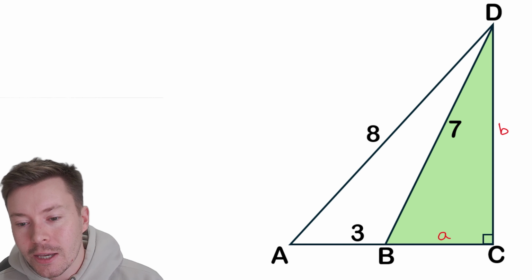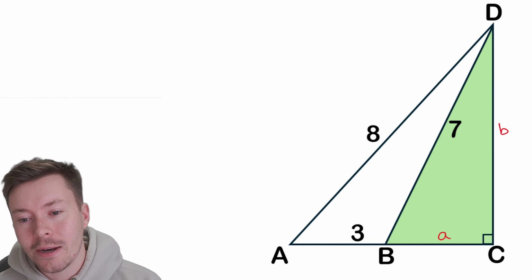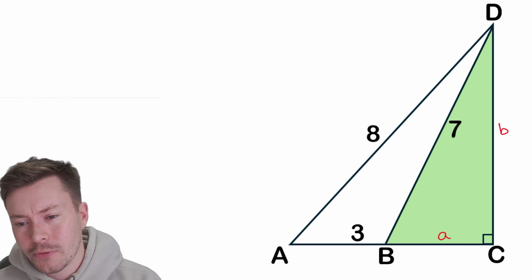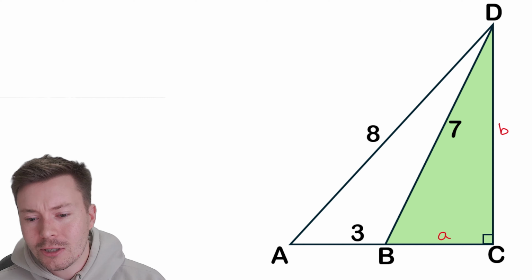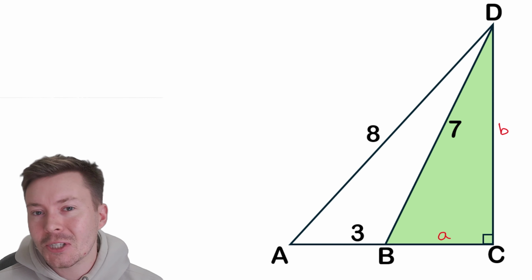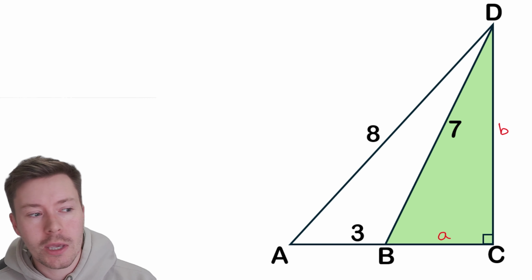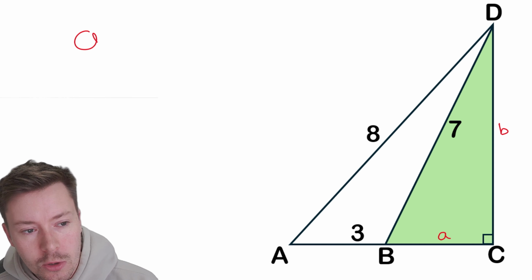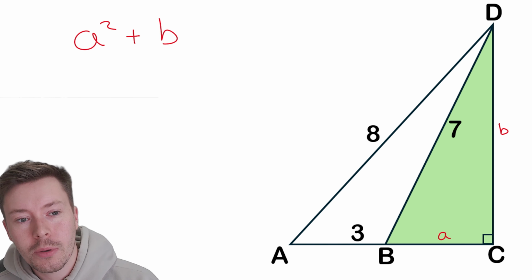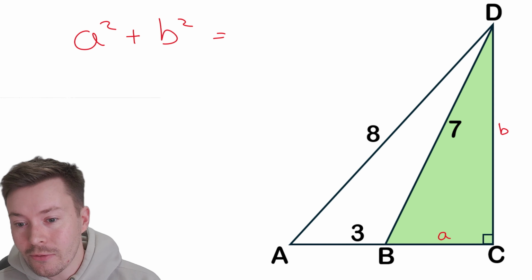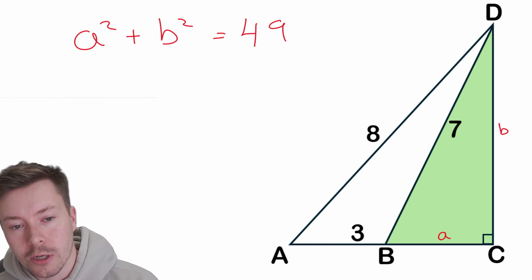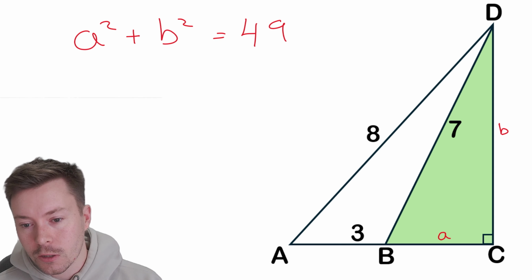Now the next thing is obviously we've got a right angle in this triangle and we've got two triangles here. So let's apply Pythagoras twice and see what we get. The first thing we know is that a squared plus b squared is equal to 7 squared, which is 49. So that's the first thing to notice.